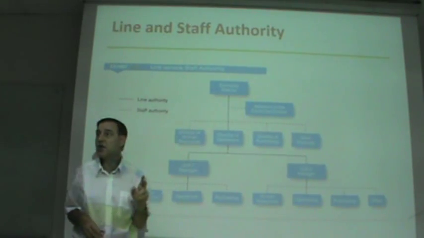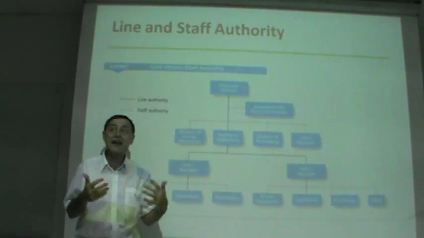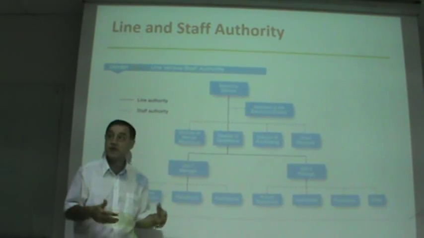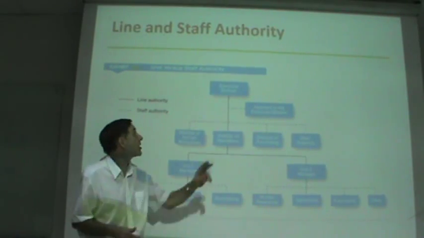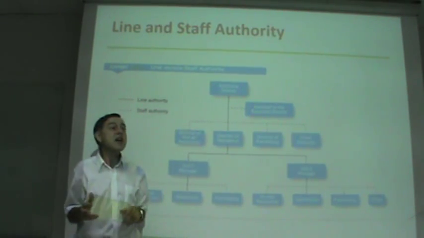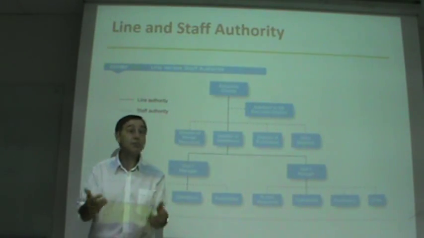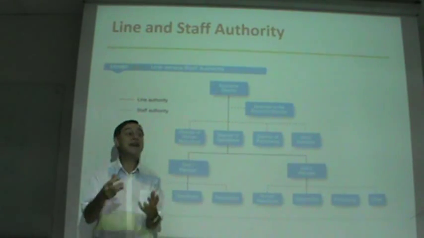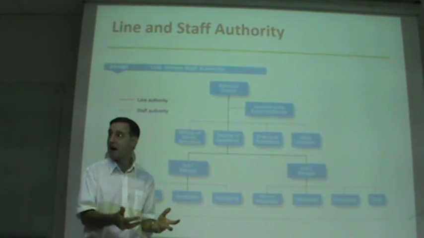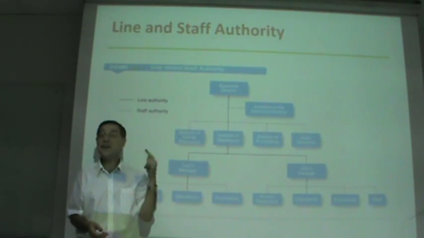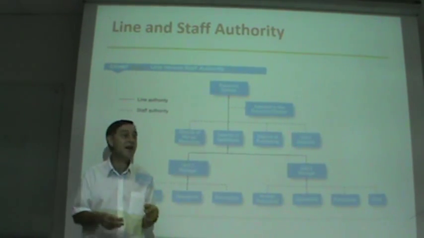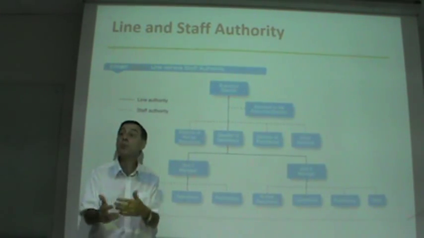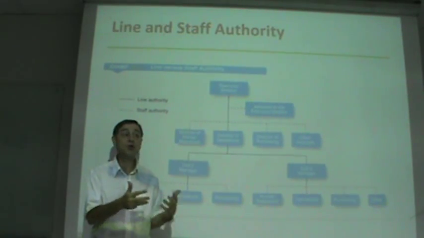Staff in this particular case usually is accounting. So in all businesses which are not accounting businesses, for example in the university, the accounting department is staff. In a hotel, the accounting department is staff, okay? In the hospital, the accounting department is staff, all right? So the IT department is usually staff. The IT department in the university is staff. It's only helping other people do their work.